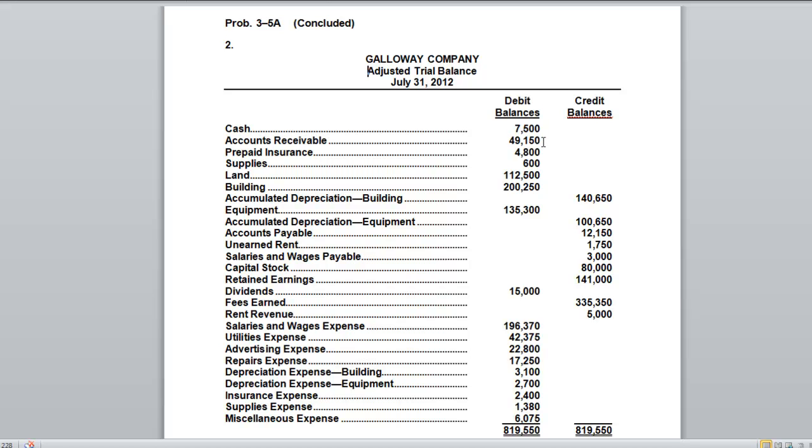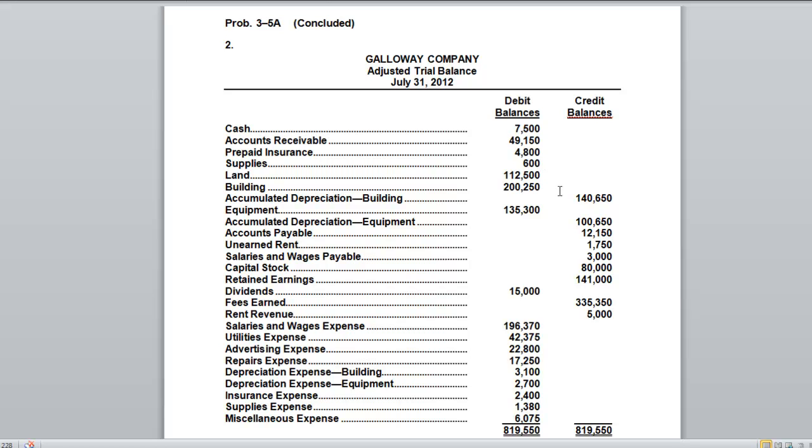Accounts receivable, I remember we made an adjustment that affected that, right? So it went from $38,400 up to $49,150. Prepaid insurance, we reduced that from $7,200. After we made the entry and after we would have posted it to the ledger, we would have had a new balance of $4,800. Supplies, they were originally at the unadjusted trial balance $1,980. Okay, and we can see that now they have been reduced to $600.